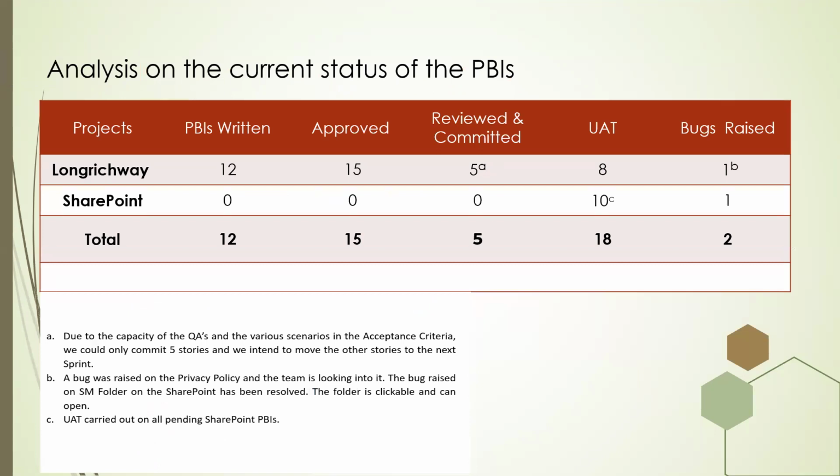So this is an analysis of the current status of the PBIs. At the end, when we carried out our UAT, one bug was raised for the Longreach Way website, and a bug was raised for SharePoint as well. For the Longreach Way, it was the privacy policy, and we've referred it to the ADM, and I'm sure he's talking with the developers on that. Next slide, please.